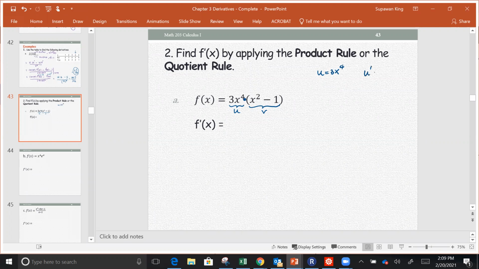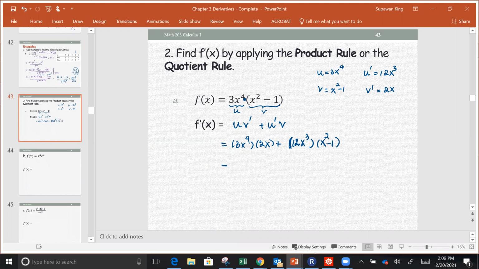U prime, applying the constant multiple and the power rule, we get 12 times x to the third. V equals x squared minus 1. So the v prime is 2x from applying the power rule. The product rule: u v prime plus u prime times v. U is 3x to the fourth. The v prime is 2x. The u prime is 12x to the third, and the v is x squared minus 1.